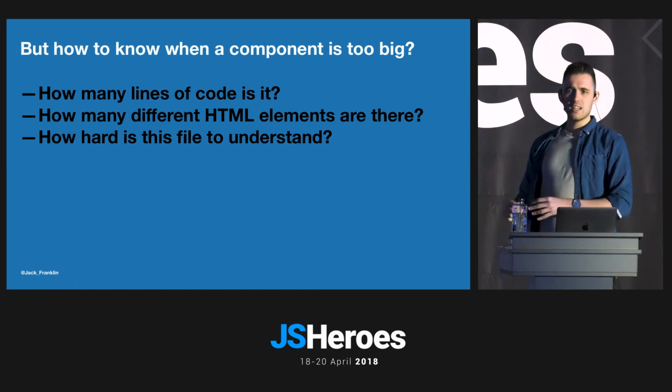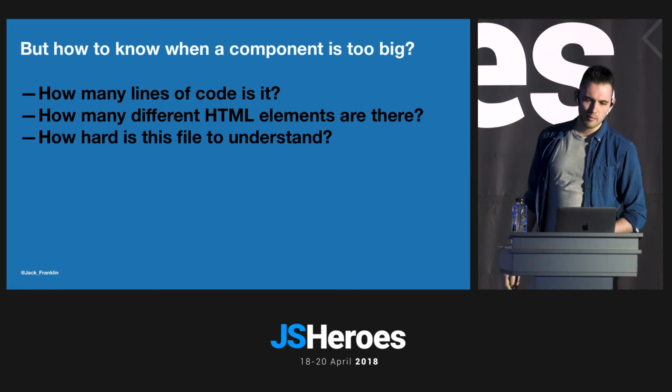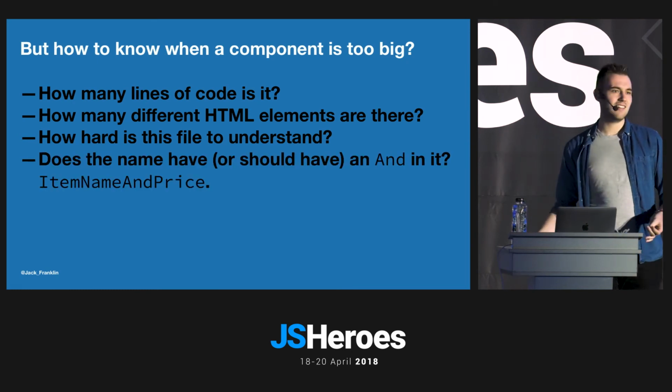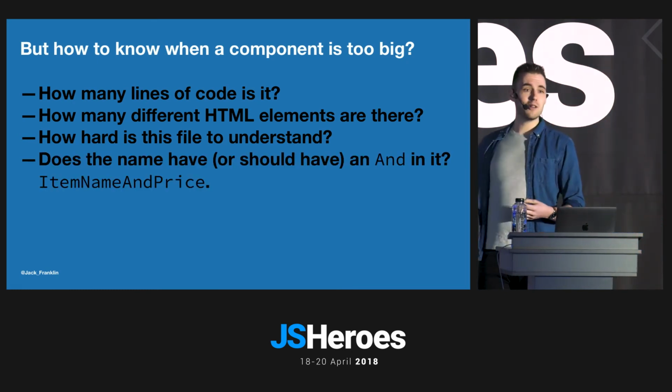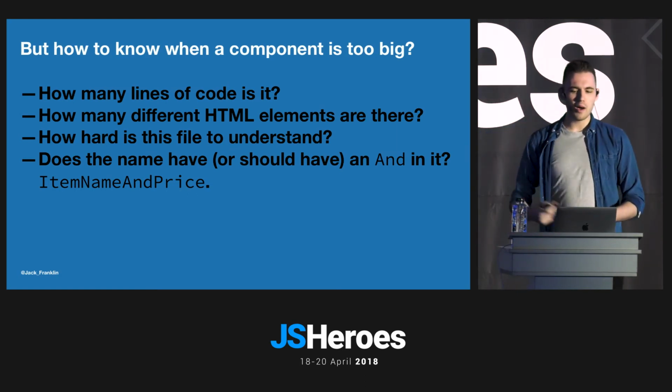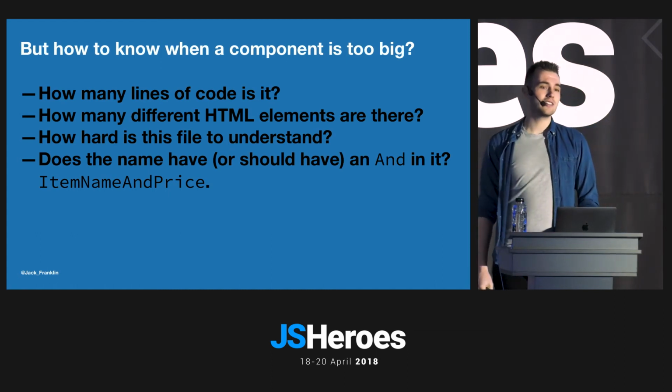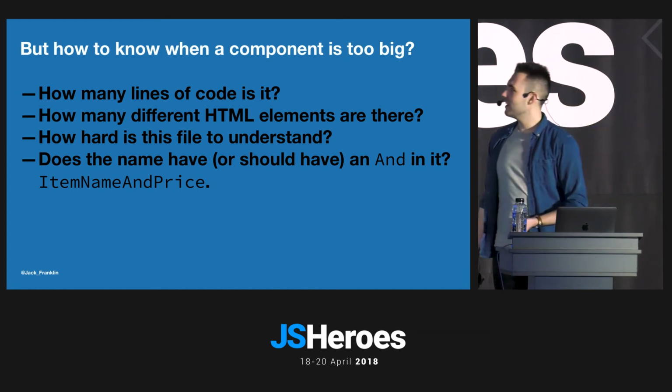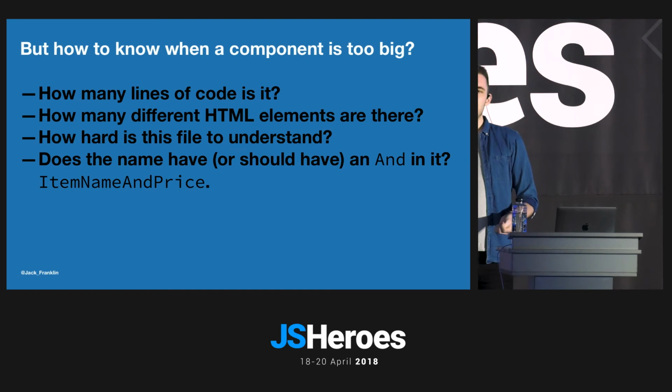And another one, which sounds silly, but this is one that I fall for all the time, is does your component's name have "and" in it? Now, you'd think this is incredibly obvious. And again, past Jack is a complete idiot, as we've learned. But I wrote a component once called item name and price. And that seemed absolutely fine to me. And then later on, a colleague said, shouldn't that just be item name and item price separately? It's like, oh yeah, probably should.